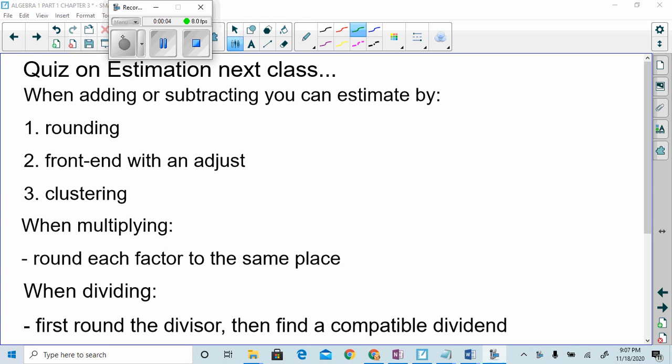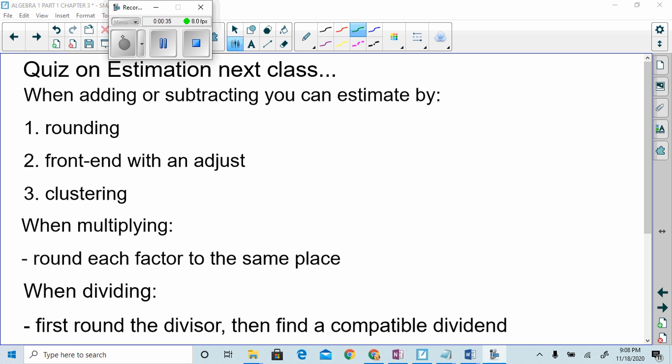We will have a short quiz in our next class about estimations, so let's do a little practice today. Let's first remind ourselves of the methods that we've been using. When we're adding or subtracting, we can estimate one of three ways. We can use rounding, we can use our front end with adjust, or we could use clustering. When we were multiplying, we found out that it was best to round each factor to the same place value.